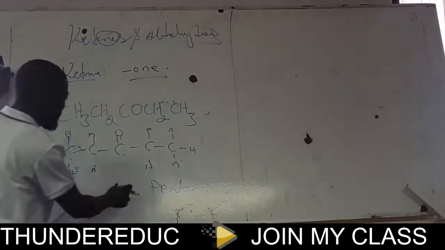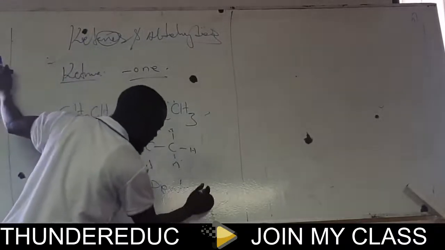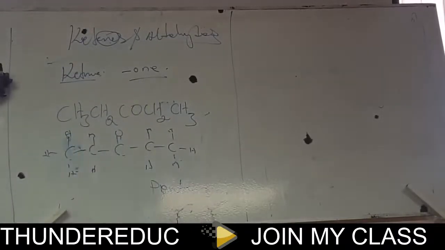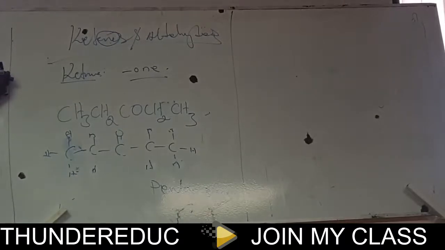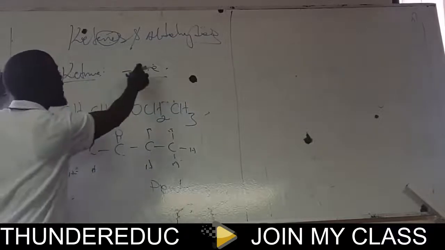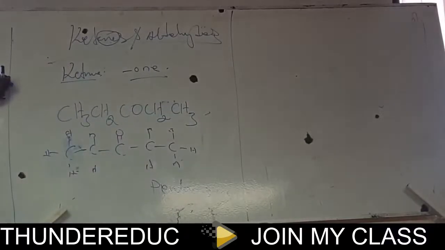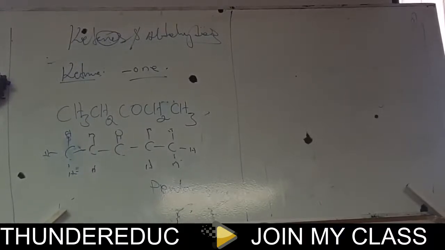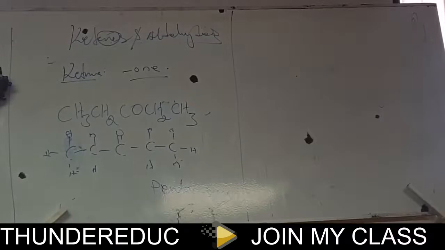Why 1? Oh, did I say 1? 1, 2, 3, it's 3. A ketone can't be 1. It will never, ever be 1. The moment it is 1, it becomes an aldehyde, because it's at the end or at the beginning. So it starts with 2.